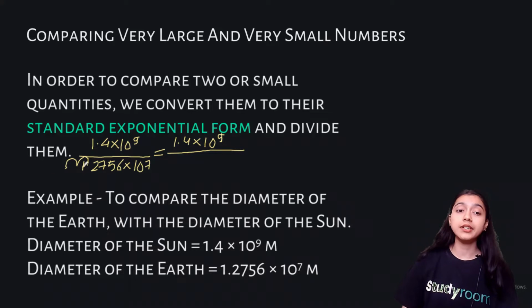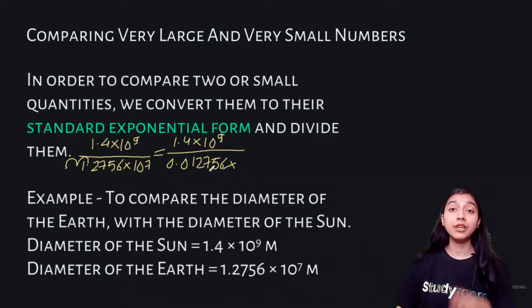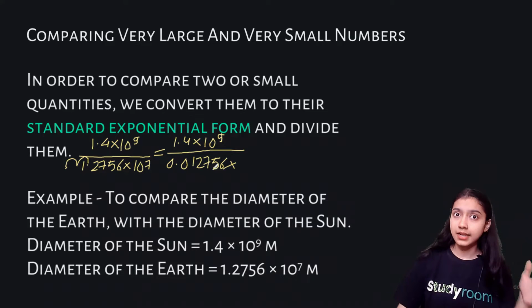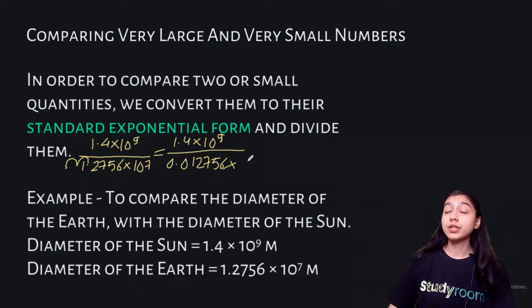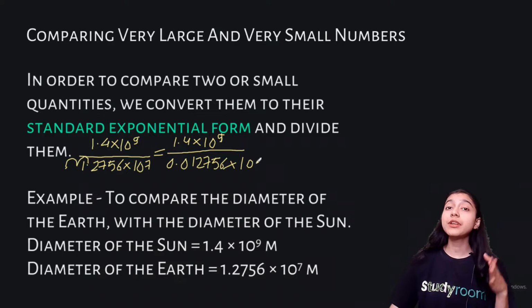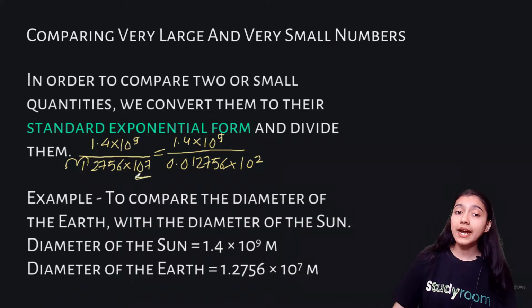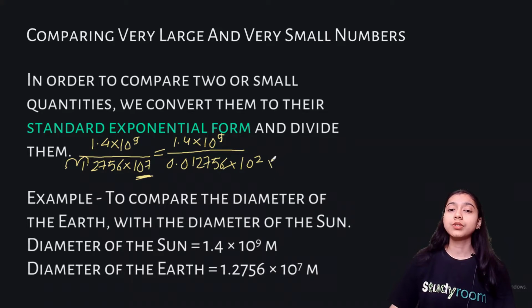So this quantity will become 0.012756 multiplied with. Whenever we shift the decimal place towards the left hand side, the exponent takes a positive sign, and the power of 10 takes up the number of places that we are shifting. The number of places we are shifting is 2, so this will be 10 to the power of 2, and we already had 10 to the power of 7.